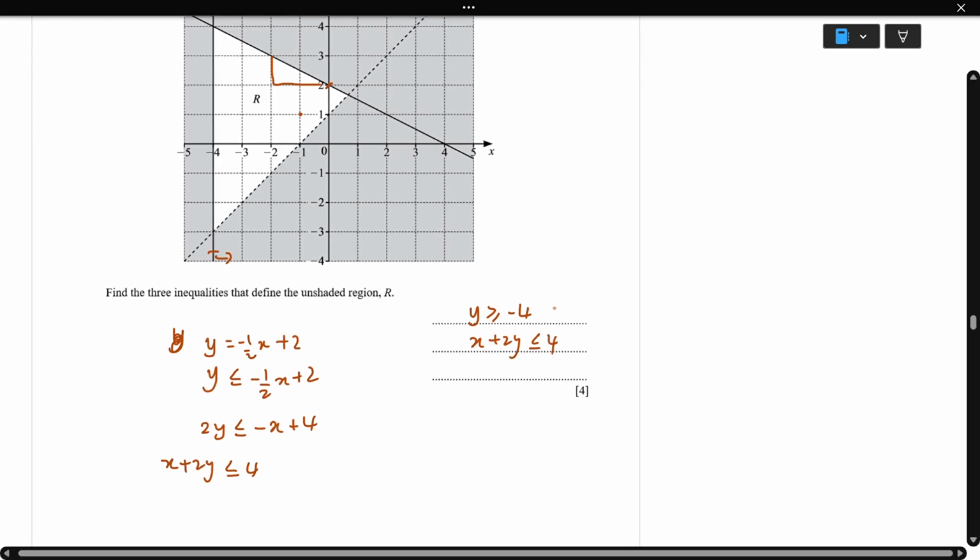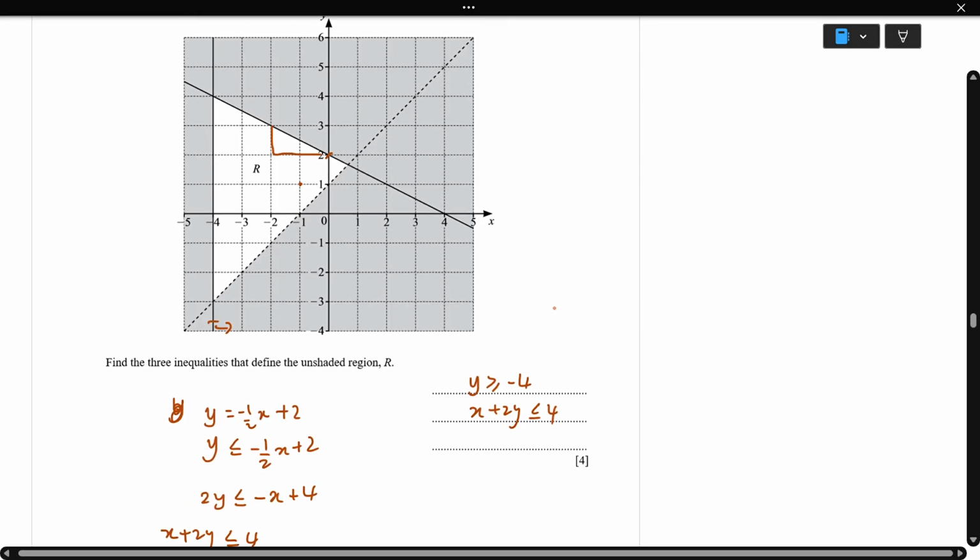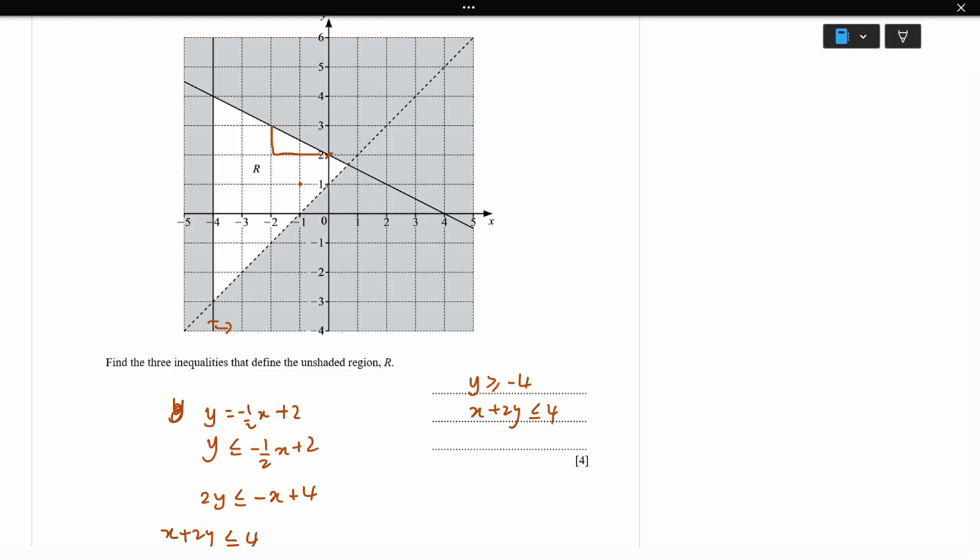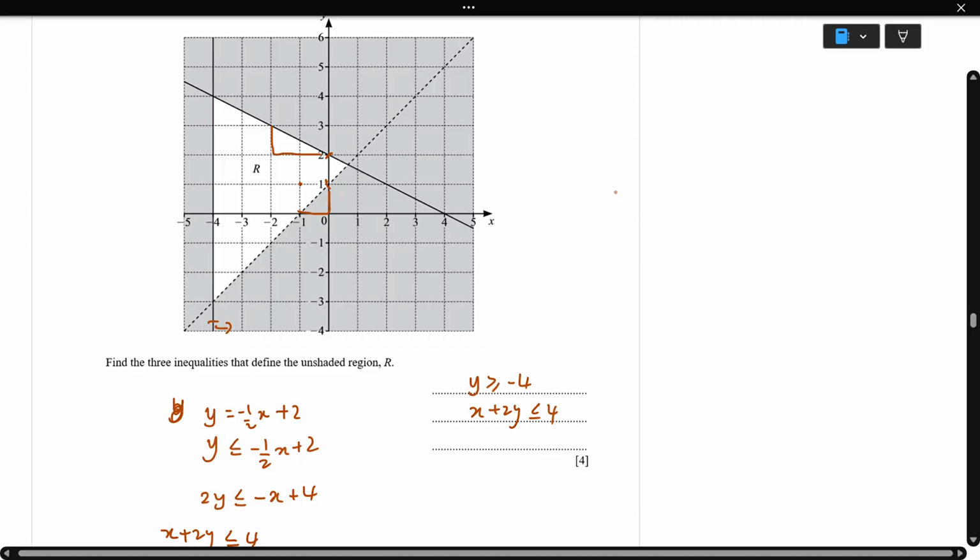Now I'll check the next one. It is a dotted line with a positive gradient, so it's plotted strictly. Here there is no equal sign. The y-intercept is 1 and the gradient is going to be 1. So the equation is going to be y equals 1x plus 1.